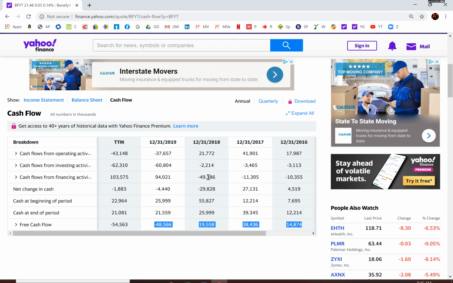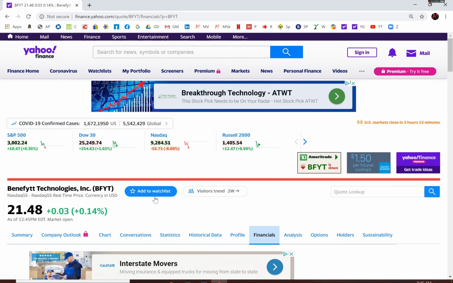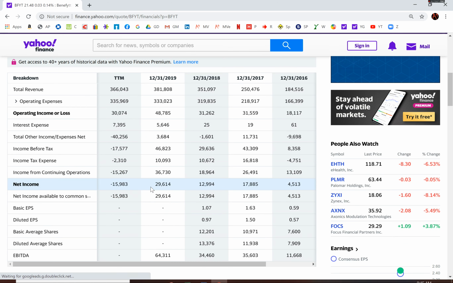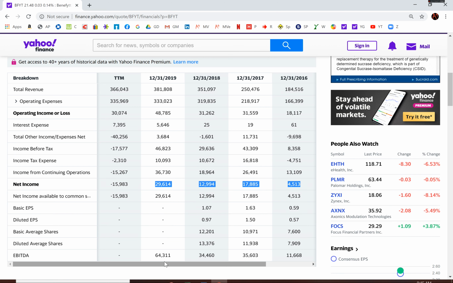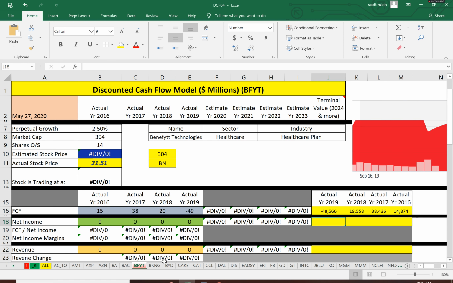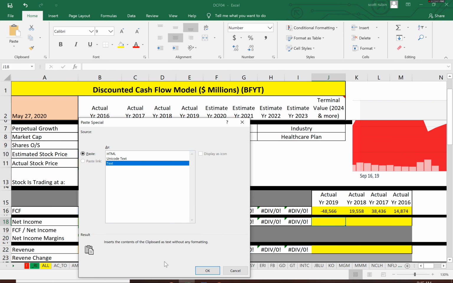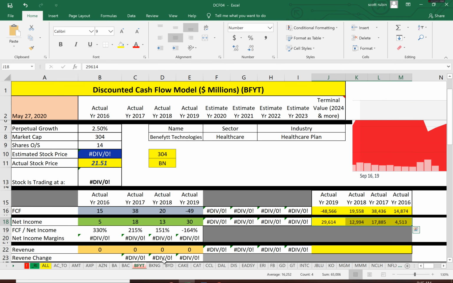Next, we're going to get the net income. And although net income is used in the model, you generally don't use net income to calculate the value of a company. And the reason for that is because the income statement reports non-cash items and they use accrual accounting.